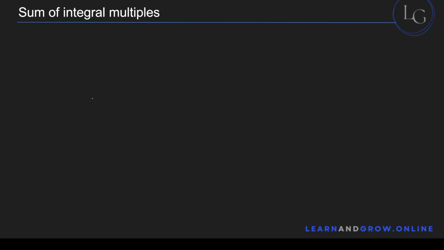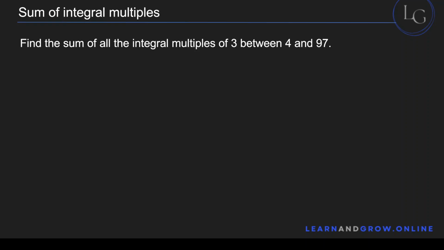Now we have to find the sum of integral multiples. When you have a question worded like this, you need to read it carefully to see what it actually requires. The question says to find the sum of all the integral multiples of 3 between 4 and 97.